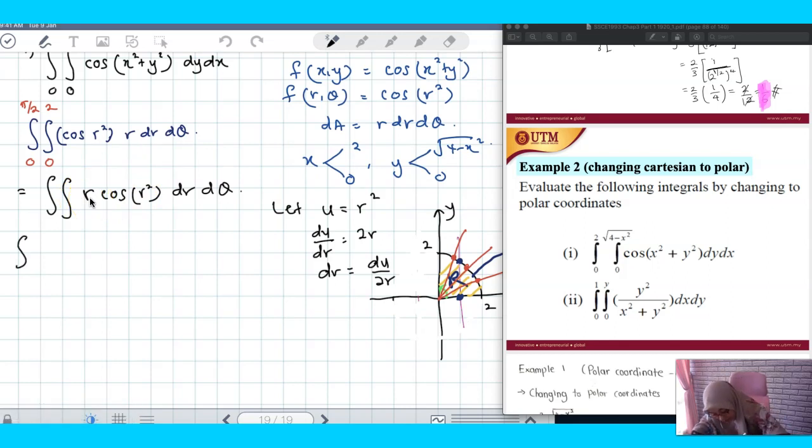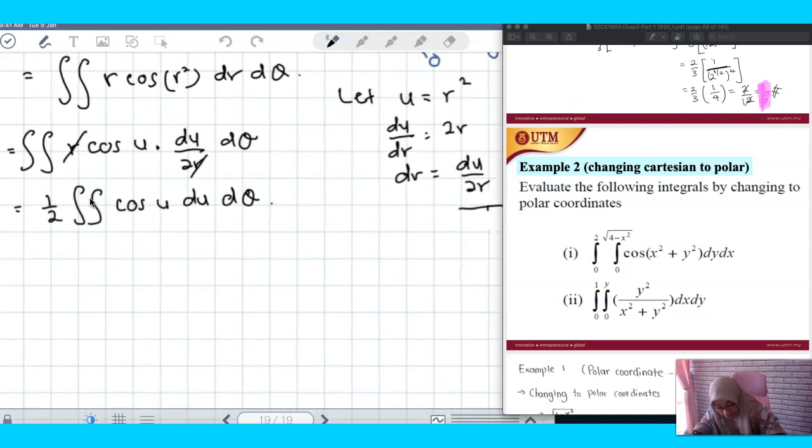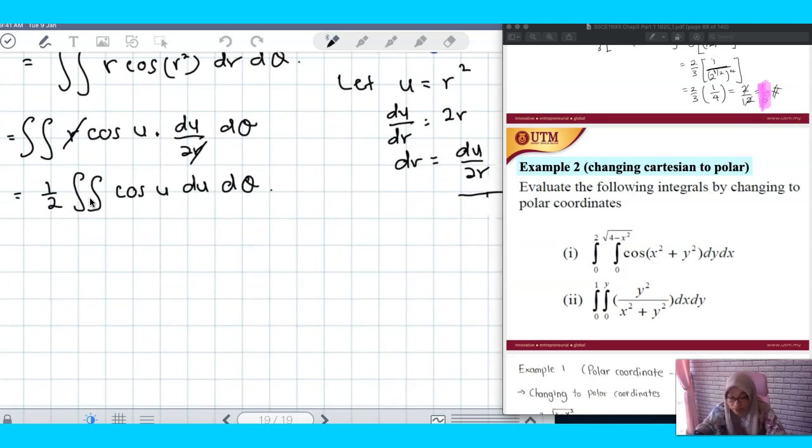So r cos u du over 2r d theta. The r here can be cancelled out, so you have only cos u du d theta. Now your expression becomes simpler, but in terms of u, then we can directly integrate.